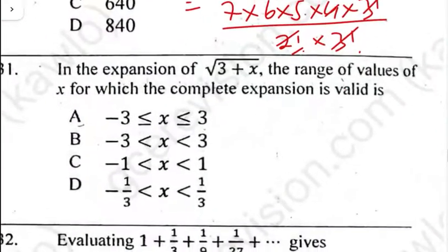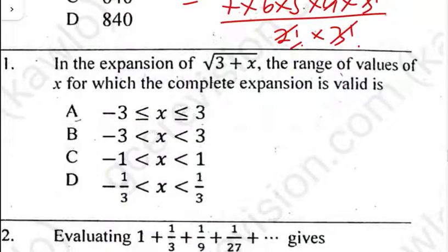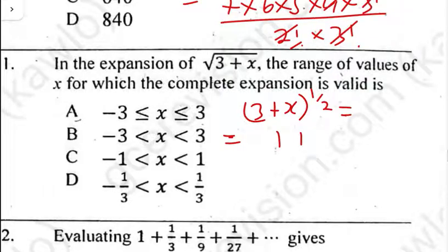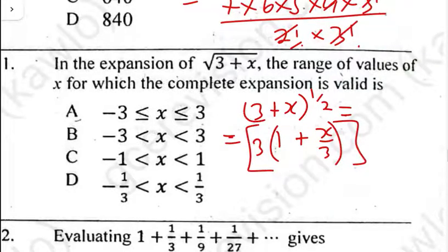Question 31. In this expansion, the range of values of x for which the complete expansion is valid is. So for the expansion to be valid, first of all, write it in this form. We have (3 plus x) to the power a half, which is the same as. So you can bring out this 3 to make it look standard. So this is going to be the root 3, or divide all through by 3. 1 plus x on 3. So look at this very well. 3 into (1 plus x on 3), all this to the power a half.